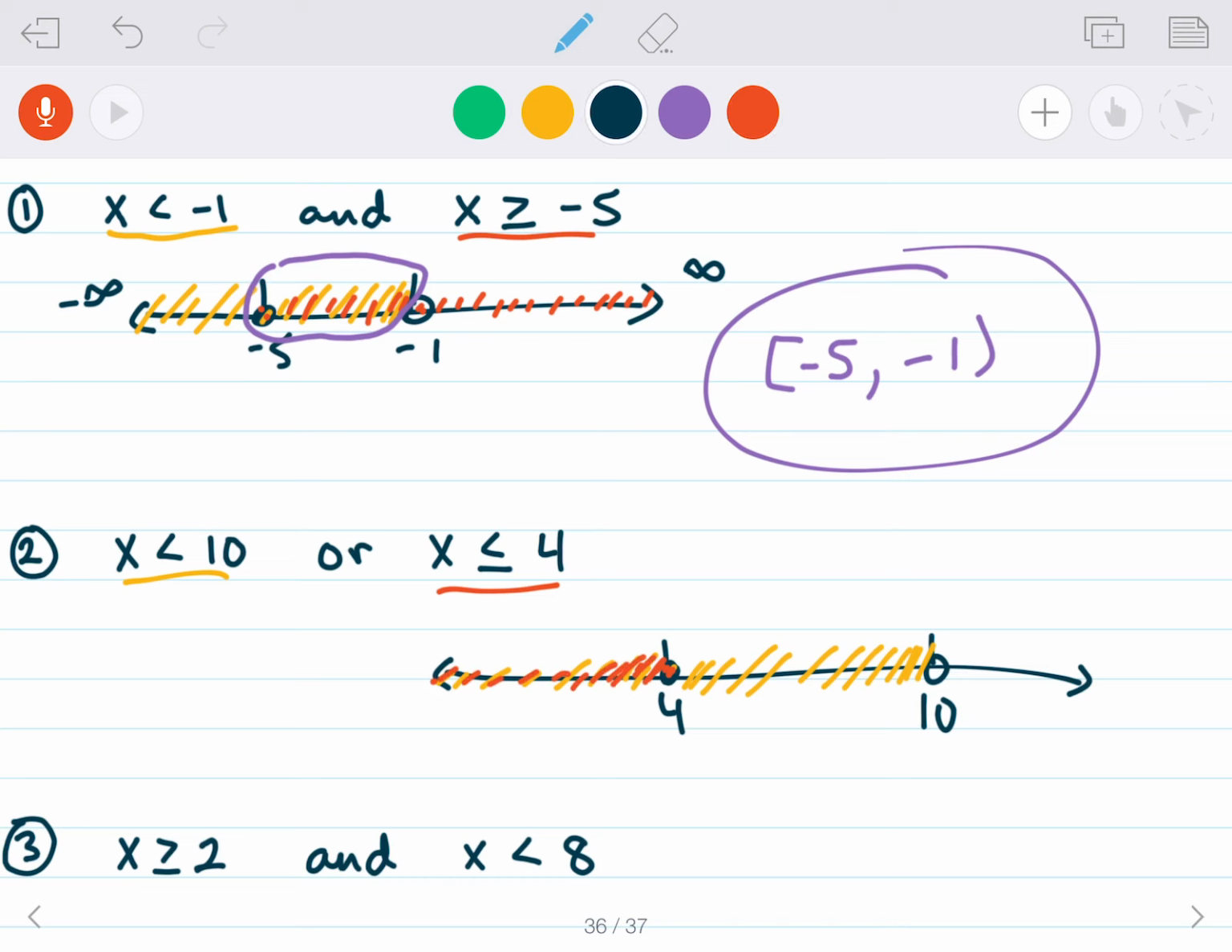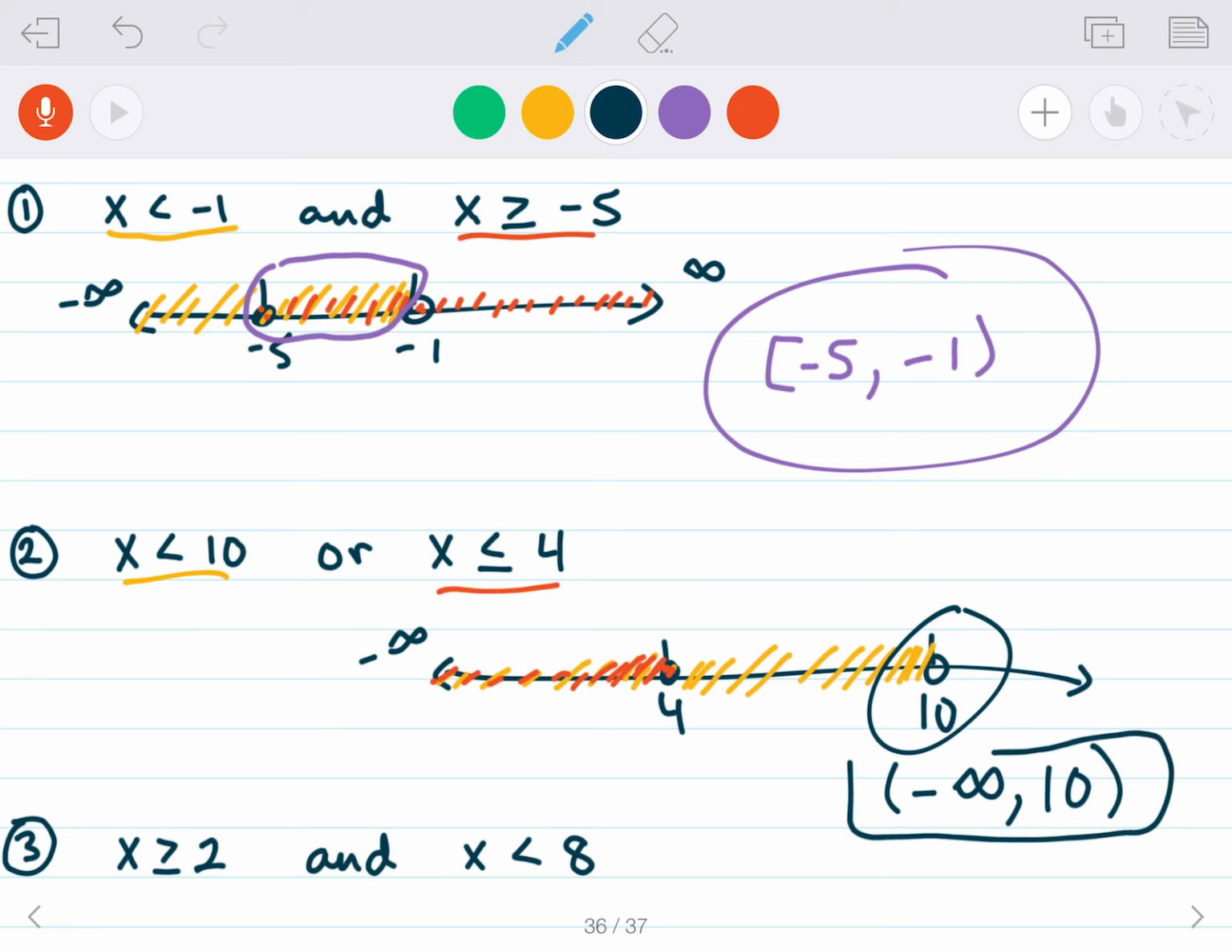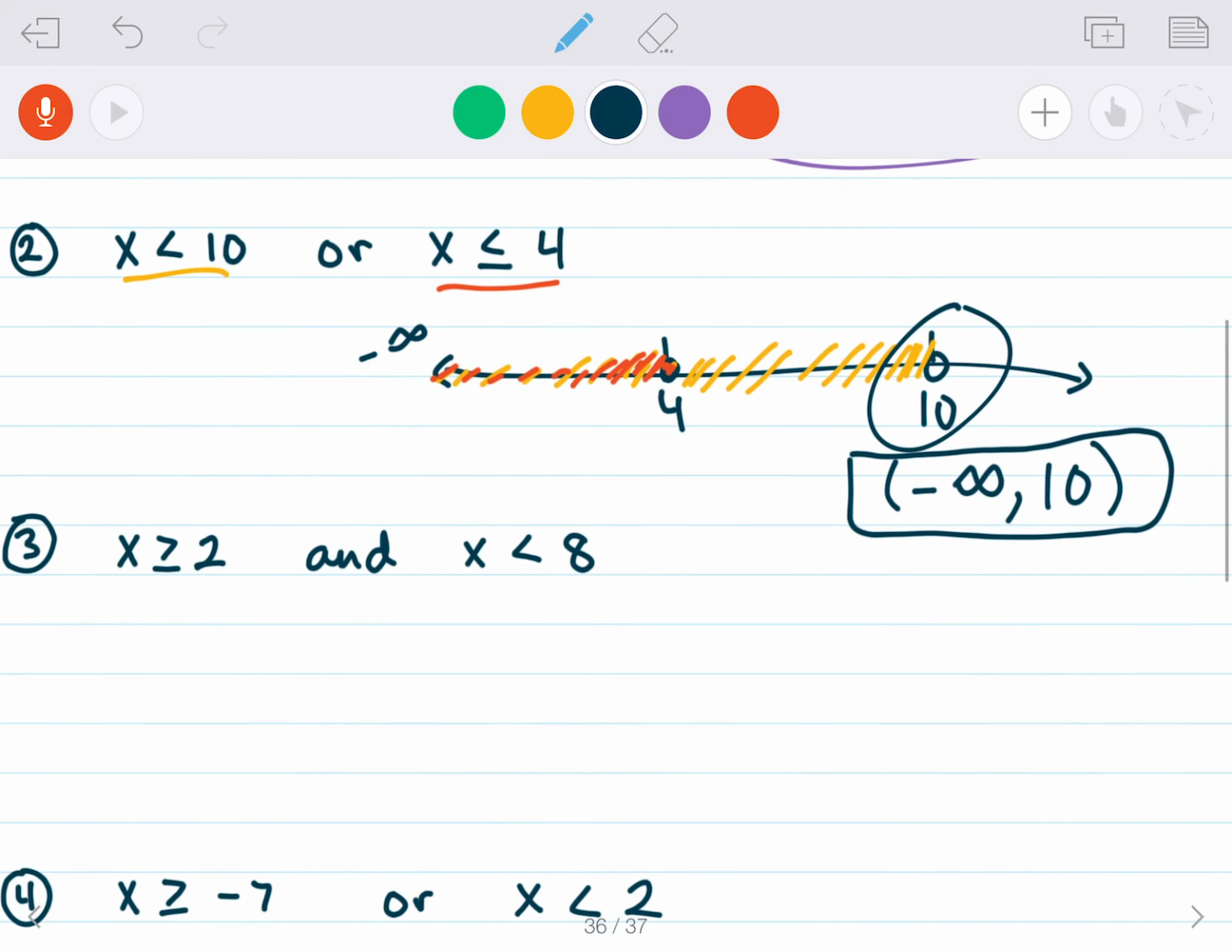And remember that or means that we include anything that's shaded, not just the overlapped region. So for our set, we start at negative infinity, right? Because we want to go from lowest to highest. And we stop at 10. We're not including 10, so we'll put a parenthesis there, because that 10 doesn't have any shading, it just has an open dot there. That's our solution.